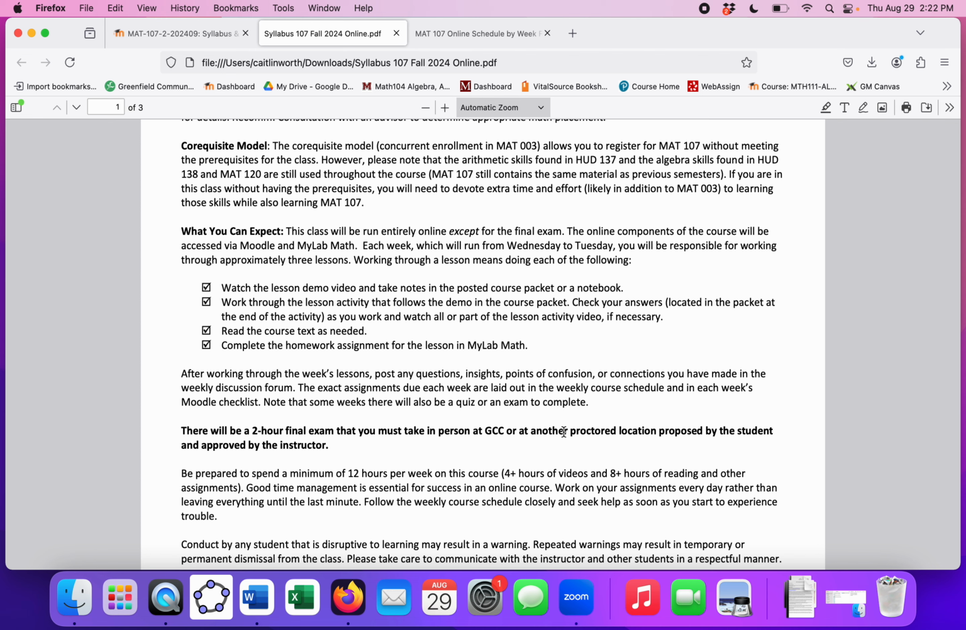Note that some weeks there will also be a quiz or an exam to complete. And there's a 2-hour final exam that you must take in person at GCC or at another proctored location proposed by the student and approved by the instructor.